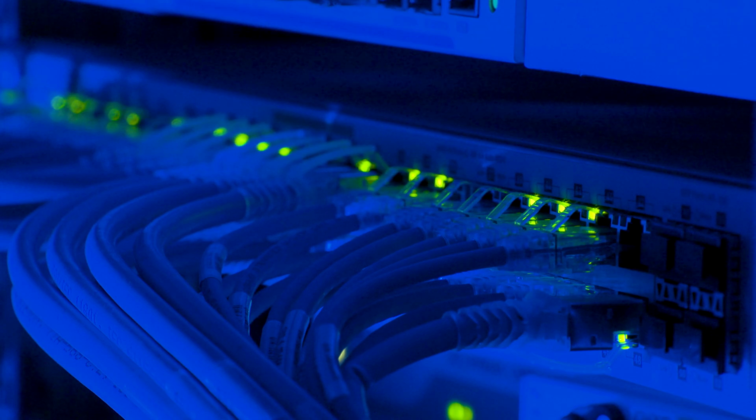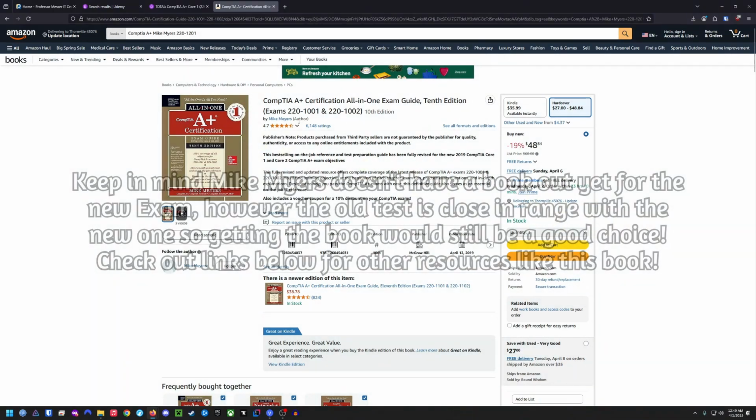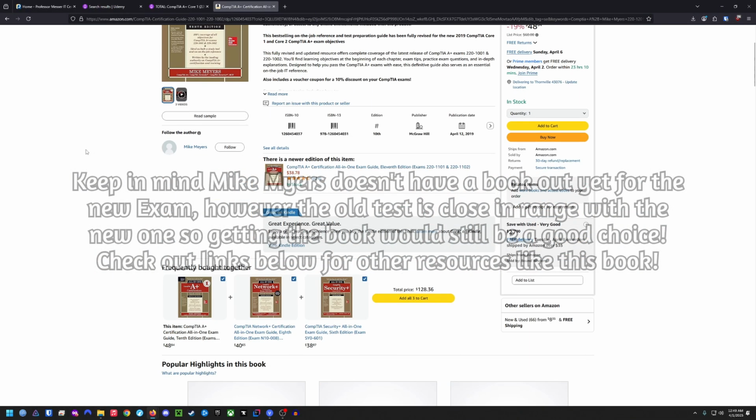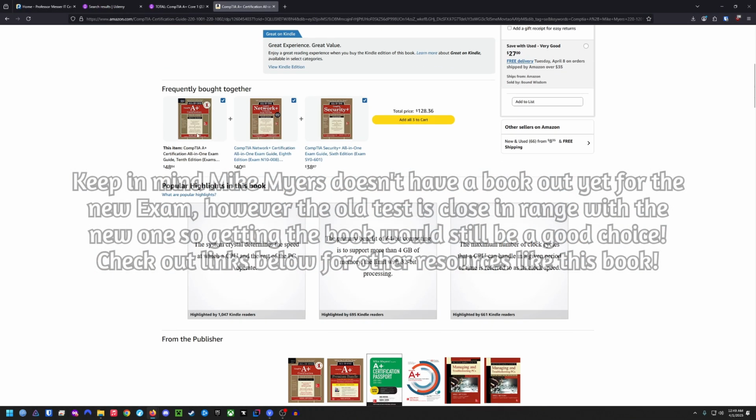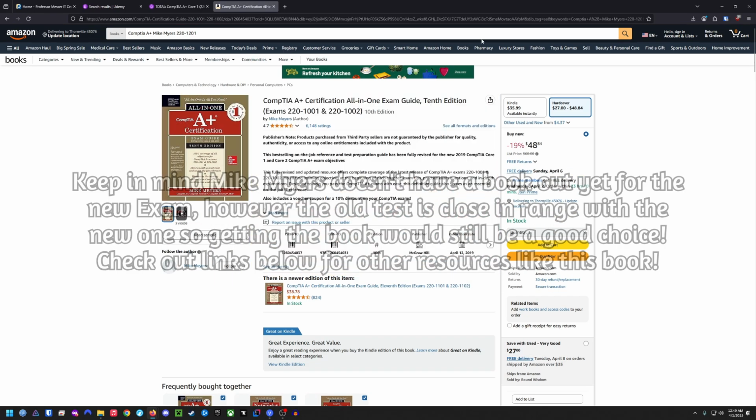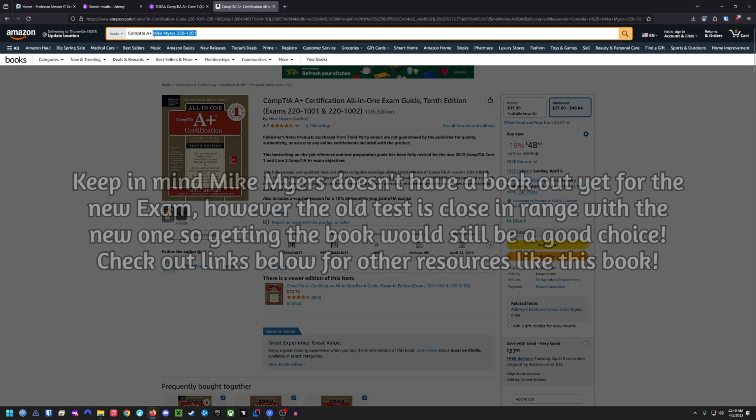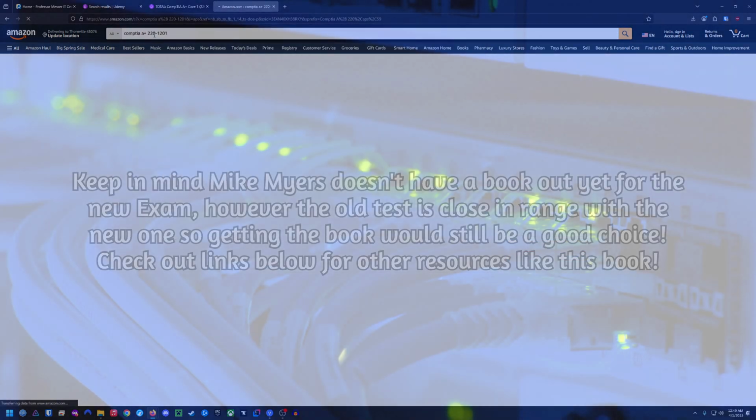The next one that I hear a lot is the CompTIA A+ official book by Mike Myers. Some people prefer studying with the physical book, and the CompTIA A+ study guide by Mike Myers is a solid option. This book is written by Mike Myers, a well-respected IT certification expert. It follows the exam objectives closely and includes explanations, diagrams, and practice questions to help refine concepts. It can be purchased from sites like Amazon.